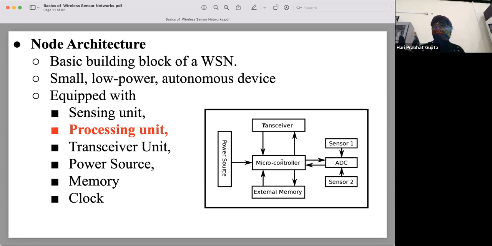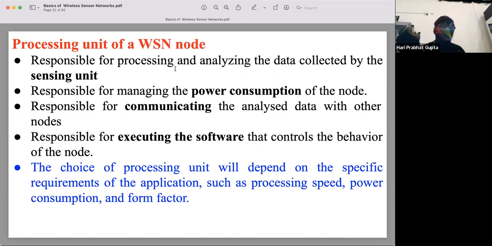The duty of the processing unit is to process and analyze the data collected by the sensor. There are two things: one is processing, the other is analysis. The very first step is processing, for example data pre-processing. Numbers of values are there, with ups and downs and noise, or some analog signals, so they need to be converted from one form to another. That is the processing. Once the data is converted, we can do the analysis. So the processing unit's responsibility is both processing and analysis.